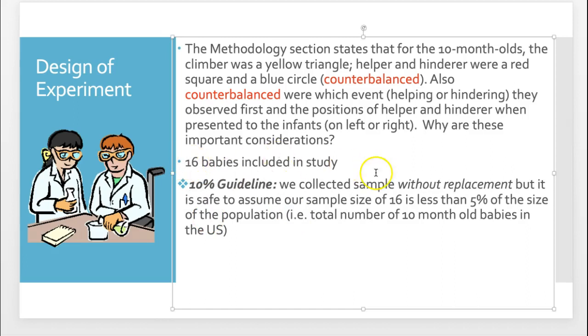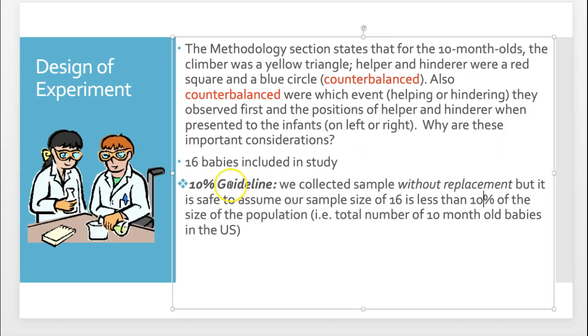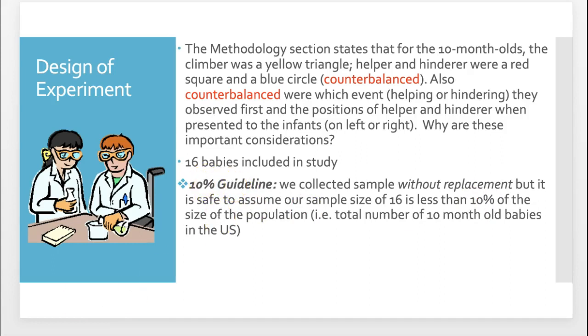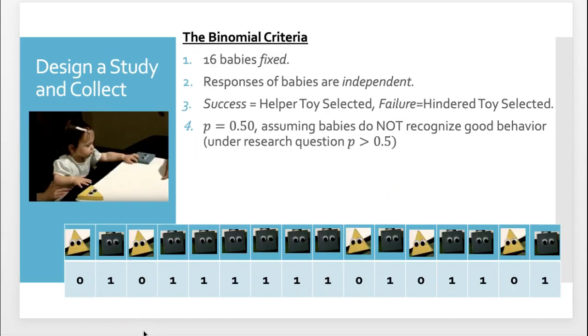In this study, we have 16 babies included in the study, and this guideline we'll talk about later in the class. This is just saying we always need to compare sample size with population size, and the population size must be much bigger. We'll talk about that later. All right, so just talk about the study here.